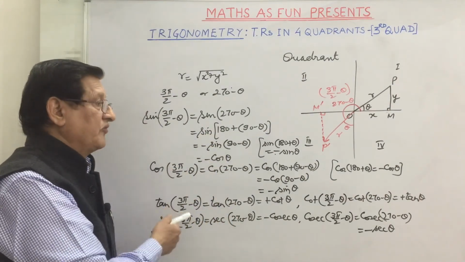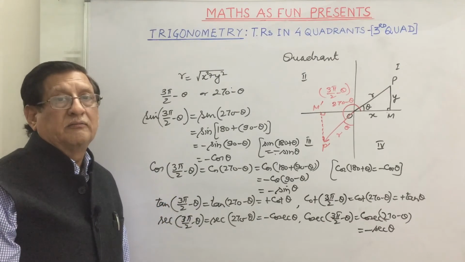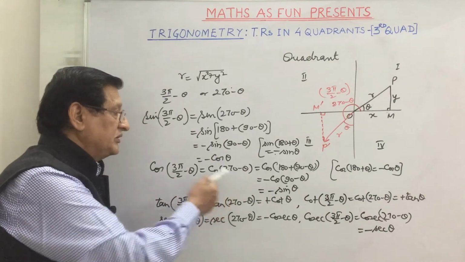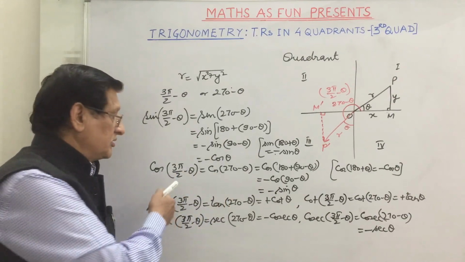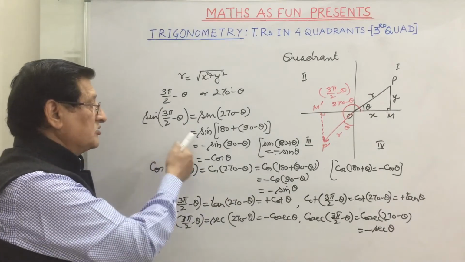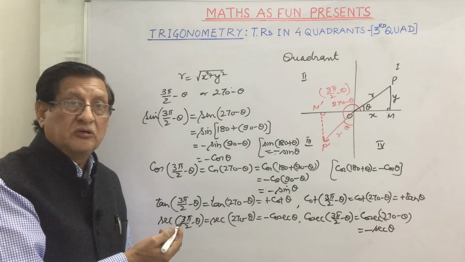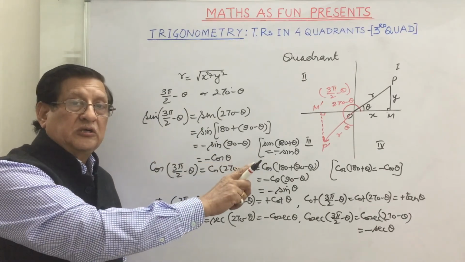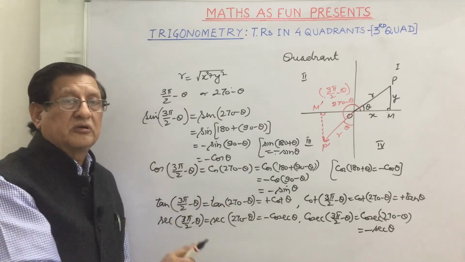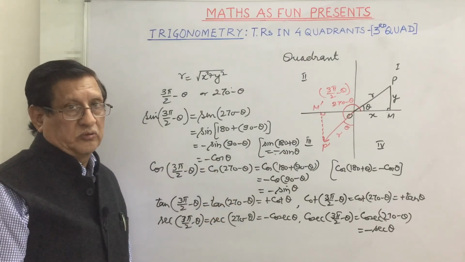So first thing we have seen here, ASTC rule is followed. And second thing what we are finding, like in 90 minus theta and 90 plus theta, the trigonometrical ratios were interchanging. Same is here in 270 minus theta, also they are interchanging. Sine is changing in cos, cos changing in sine. So we can remember it like this also, but the only thing is we have to see the sign of the trigonometrical ratio for these all the angles which are lying in the third quadrant.